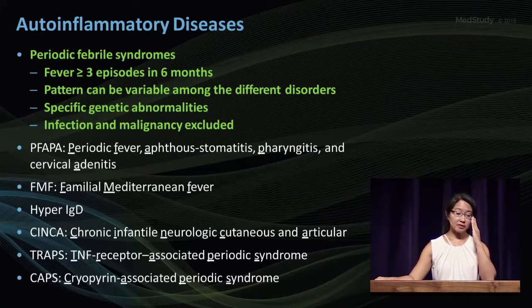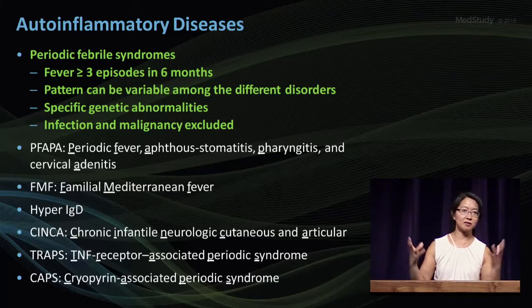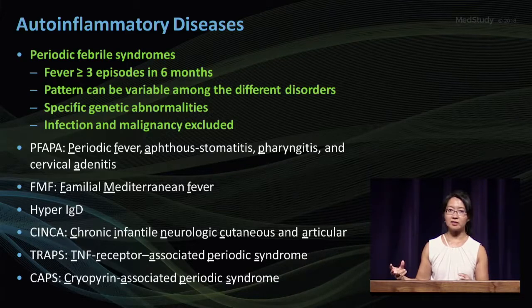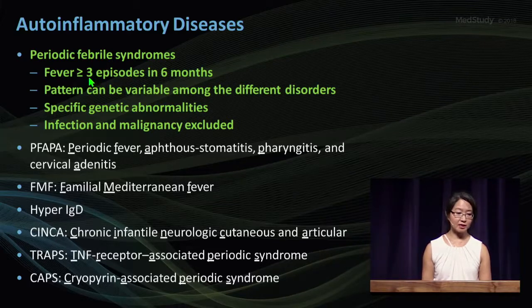The autoinflammatory diseases, these are totally different from autoimmune diseases because autoinflammatory is where there's a lot of inflammation and not necessarily a lot of antibodies, okay? So these are periodic febrile syndromes. Fever can occur with certain degrees of frequency.